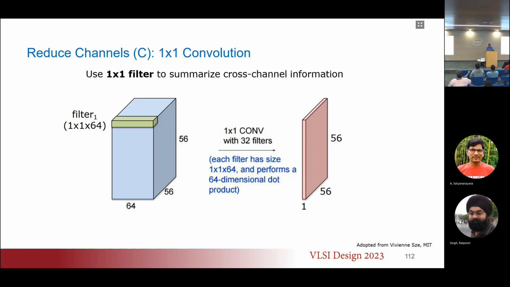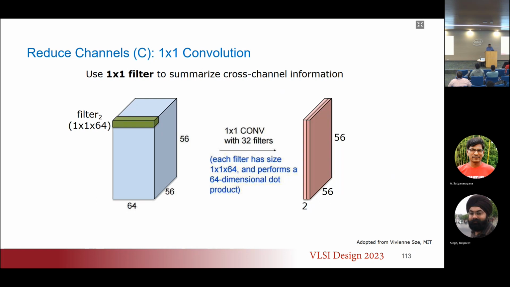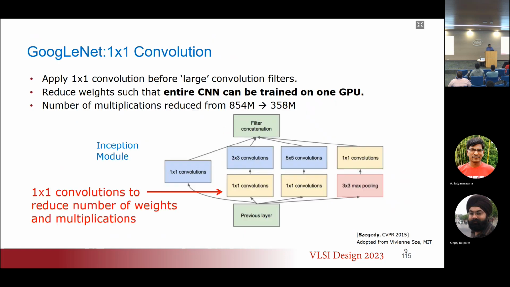Reduce the number of channels. So one way to do that is, for example, if I input 64 channels, then I apply just a 1 by 1 filter, and that simply reduces the number of channels. So GoogleNet, for example, did a whole bunch of 1 by 1 convolutions, and the number of multiplications as a result reduced from 854 million to 358 million.